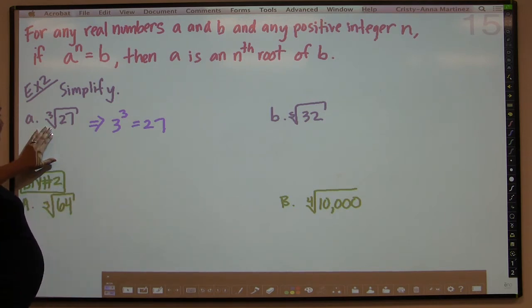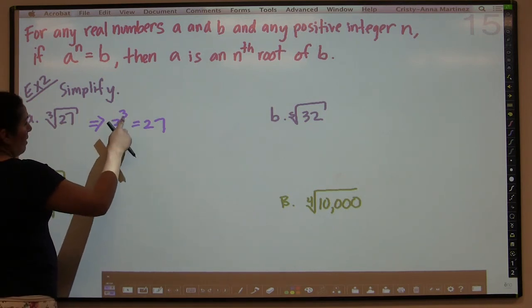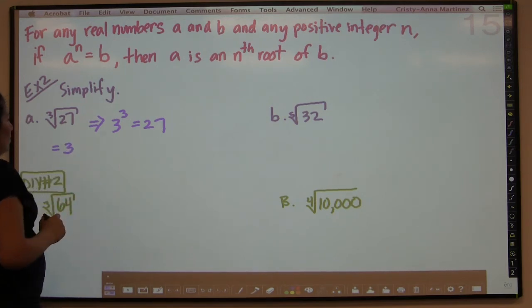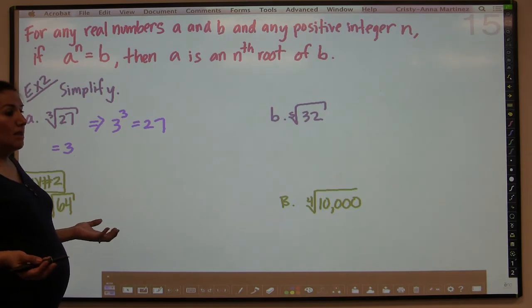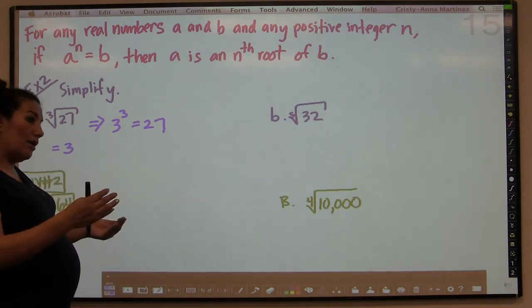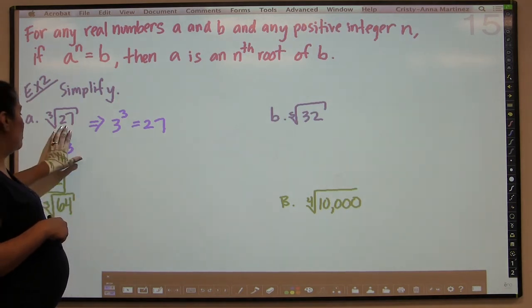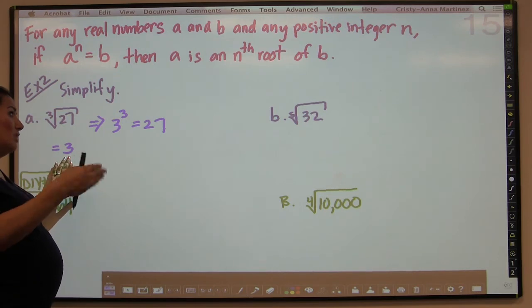So what they're asking us here is what the cubed root of 27 is. Well, I just told you that since 3 to the third power is 27, then the cubed root of 27 is 3. It's kind of like saying the square root of 36 is 6 because 6 squared, or 6 times 6, is 36. So it's the same thing. The cubed root of 27 is 3 because 3 times 3 times 3 is 27.